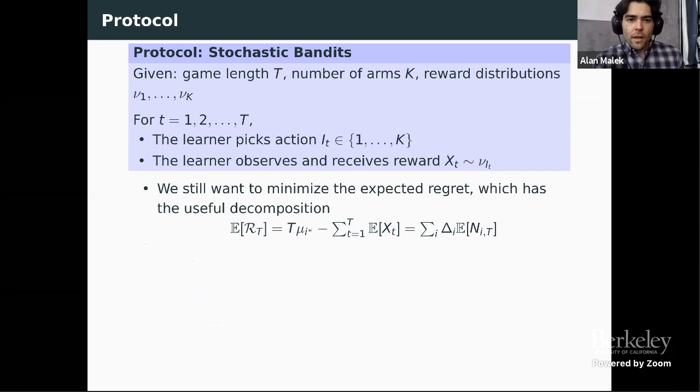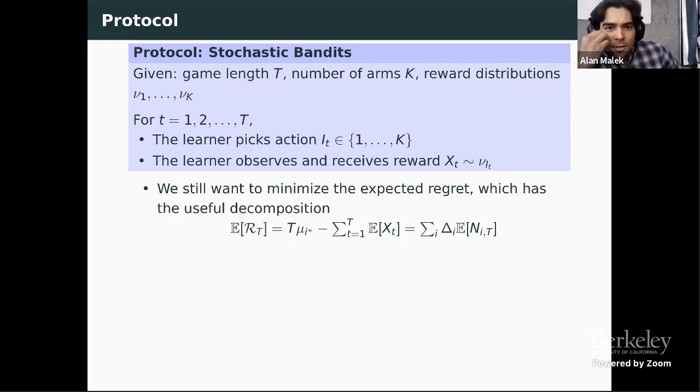So the notion of regret, expected regret, has a very nice decomposition in this case. As I mentioned on slide two, for oblivious adversaries, the expected regret and the pseudo regret are equal. So when the adversaries are not even adversaries, when they're just stochastic, that means that the pseudo regret and the expected regret are equal. So we'll unabashedly just talk about expected regret in this case.